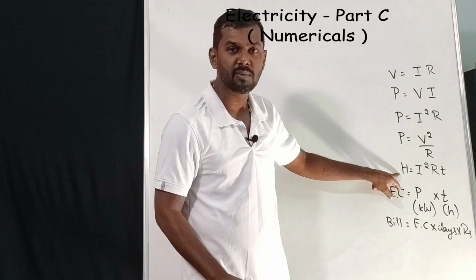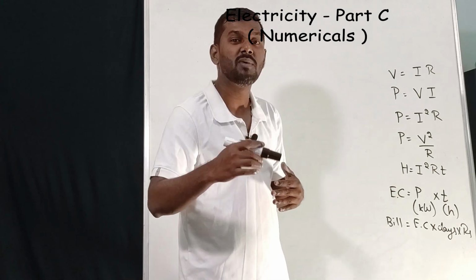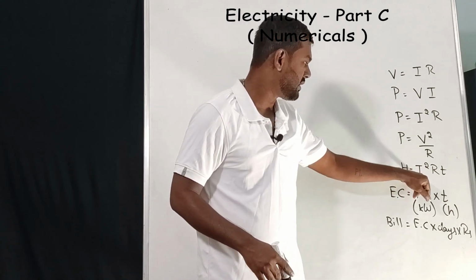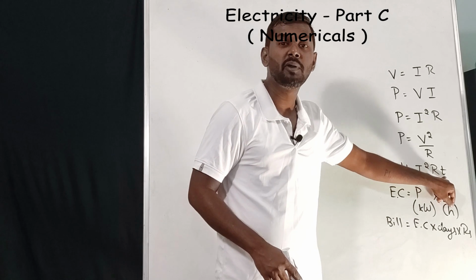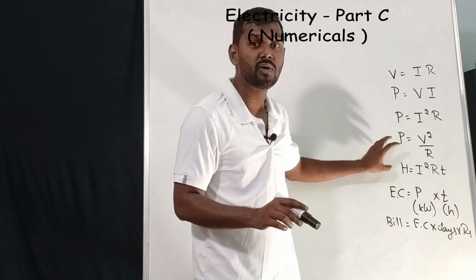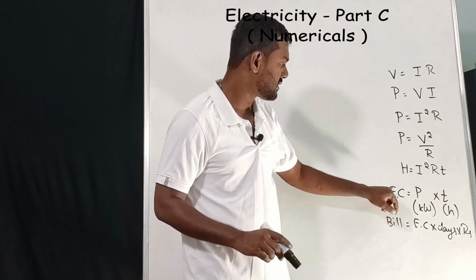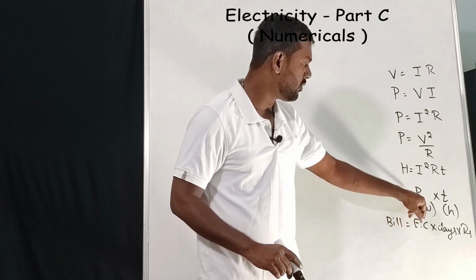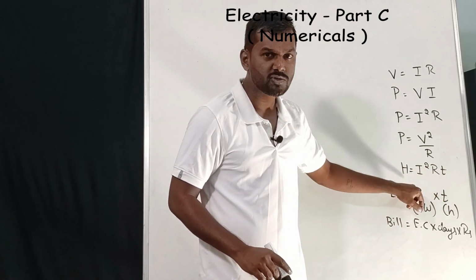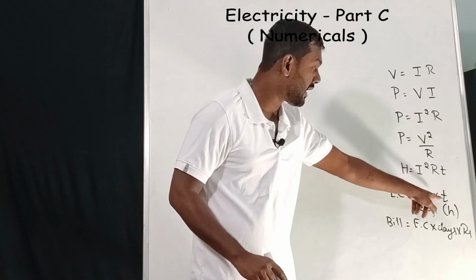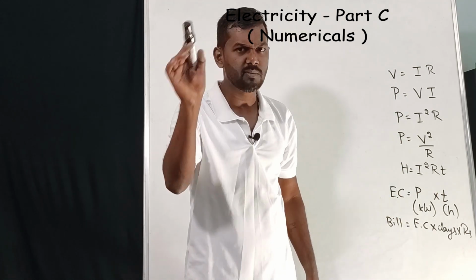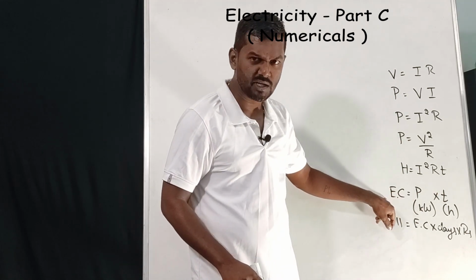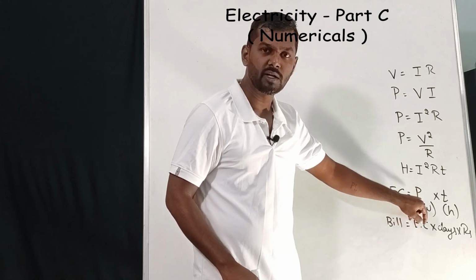Next, H is nothing but heat generated. How much heat energy is generated? I square R into T. Time should be in terms of seconds when it comes to heat energy generated. Next, energy consumed. EC means energy consumed, that is equal to power into time. Power should be in terms of kilowatt and time should be in terms of hours. Keep this in mind, when it comes to energy consumption, power should be in terms of kilowatt.